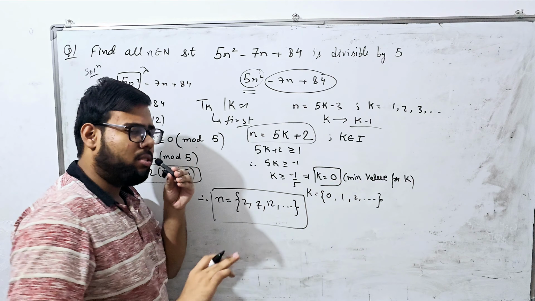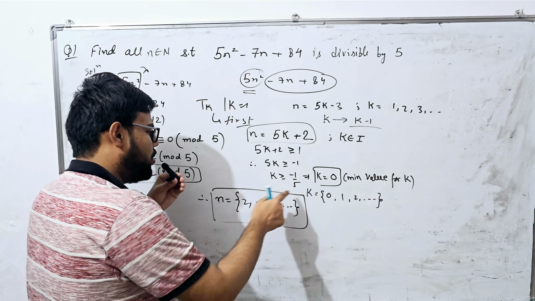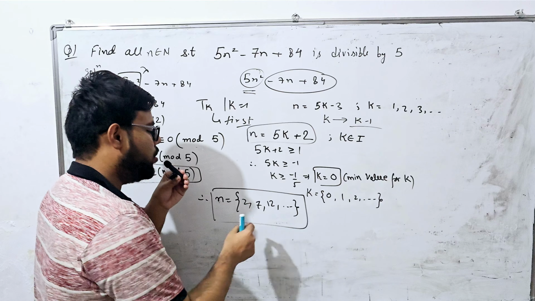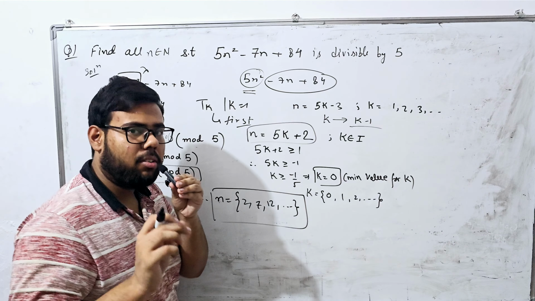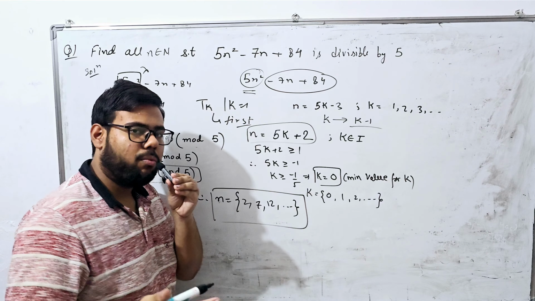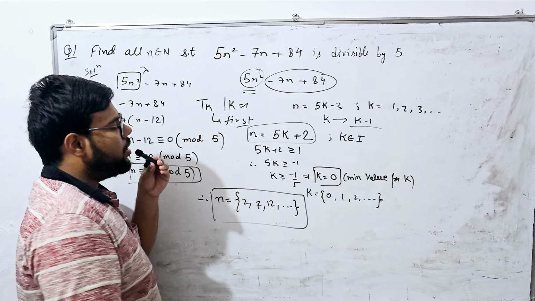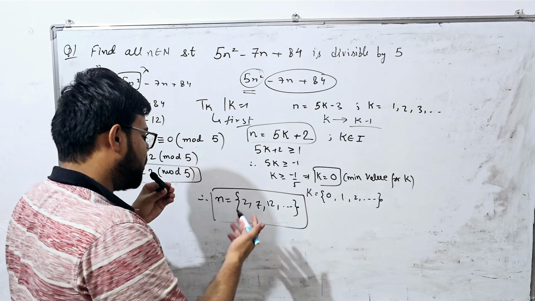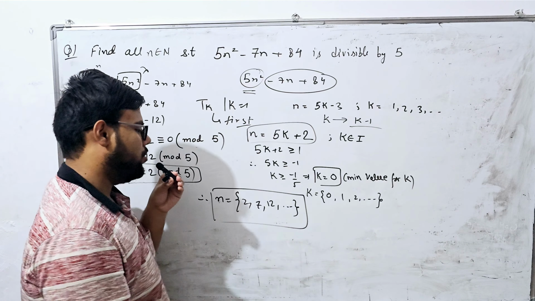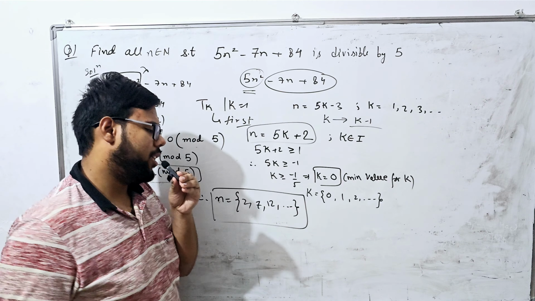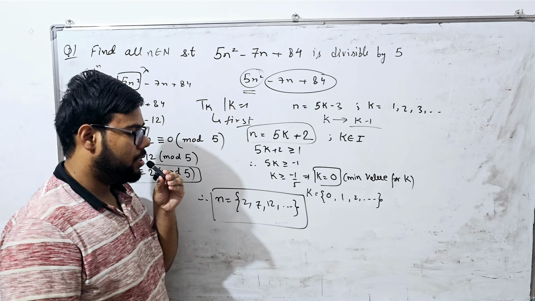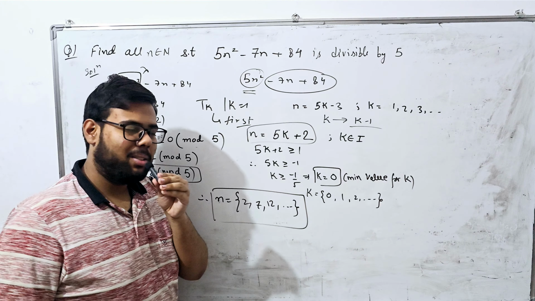You just substitute k = 0 for the minimum. At k = 0, you get n = 2. At k = 1, you get 7, and at k = 2, you get 12, and so on and so forth. So this is the general expression for this question. In the question, it was also asked to find the sum, but I don't think it is possible to calculate the sum since it's diverging.